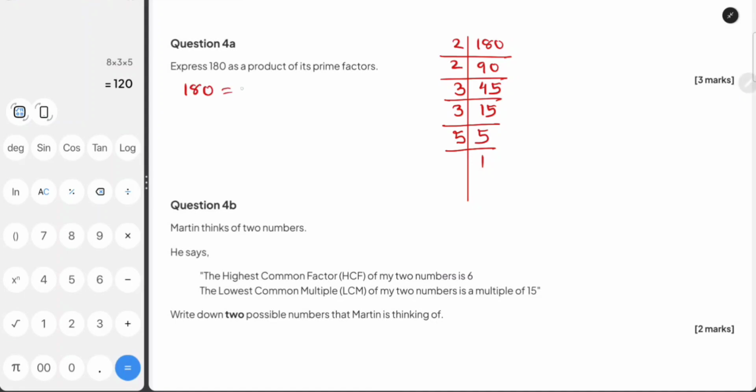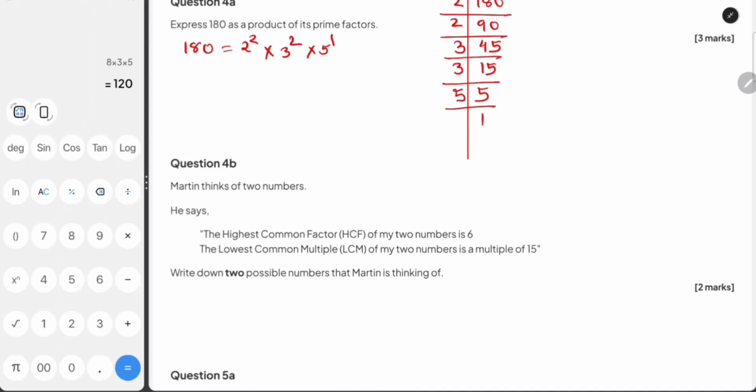So 180, that's 2 raised to 2, 3 raised to 2 and 5 raised to 1. Clear? Okay, so B part is Martin thinks of two numbers. He says that HCF of my two numbers is 6. So obviously the numbers he's thinking about are multiples of 6, and LCM of my two numbers is a multiple of 15. Okay, so LCM is not 15, LCM is a multiple of 15, but both the numbers should be multiples of 6.